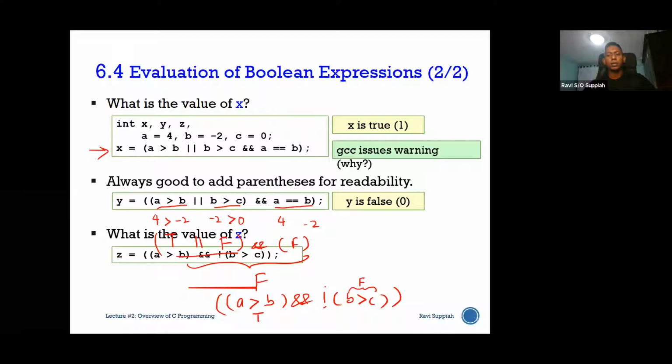But I have a not here, correct? So not of false means the inverse of false, so this would be true. So true and true, the answer would be true. So the final answer here is true.